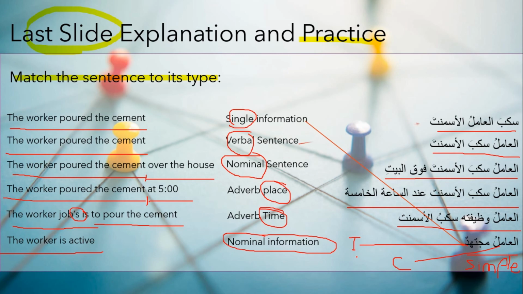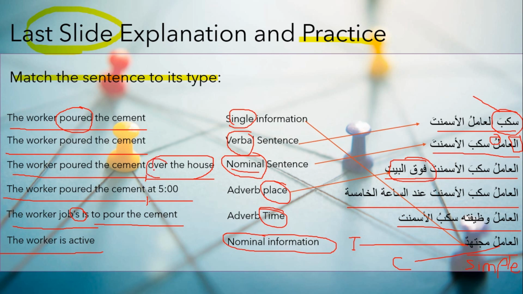العامل is the commencement, and مجتهد is the information. Verbal sentence. As you can see here, I started with سكب. سكب is a verb. If I start with any word, the first thing we need to understand is: is this word familiar to us? Is it well known? If it's not, does it start with al? No, that means it's not a noun. So سكب is a verbal. And the other one, العامل, I started with al here.